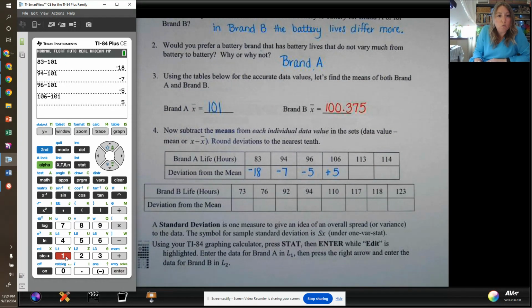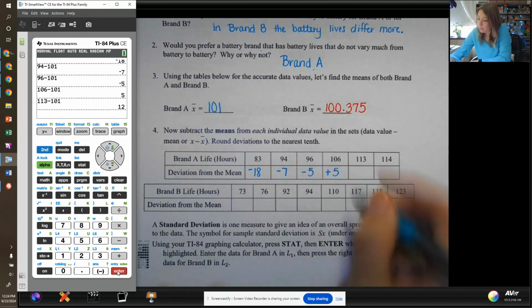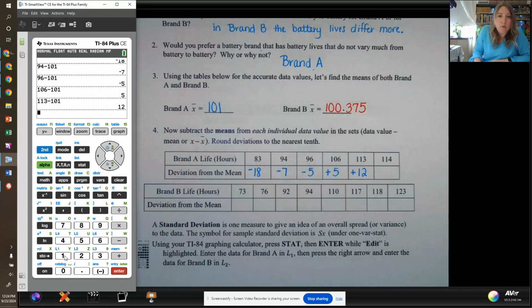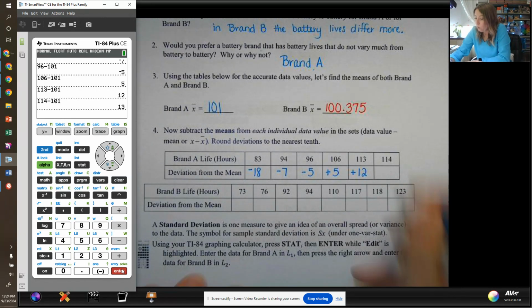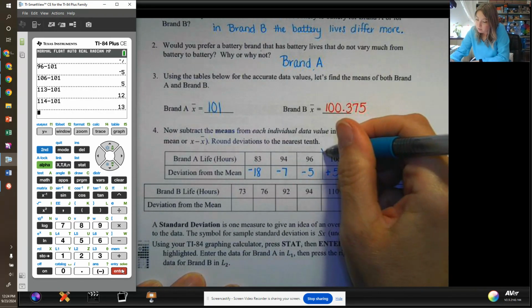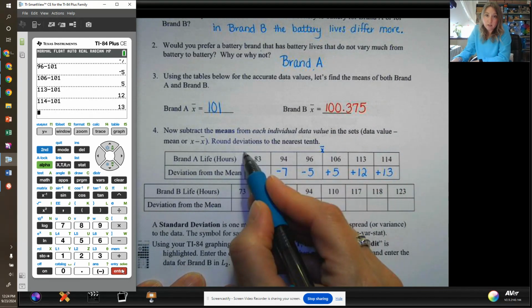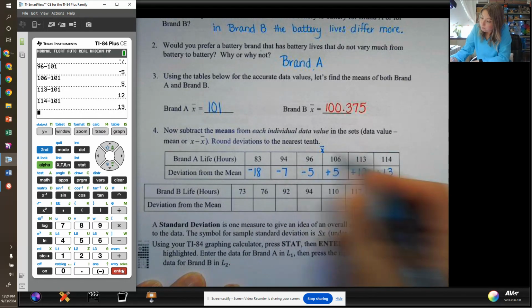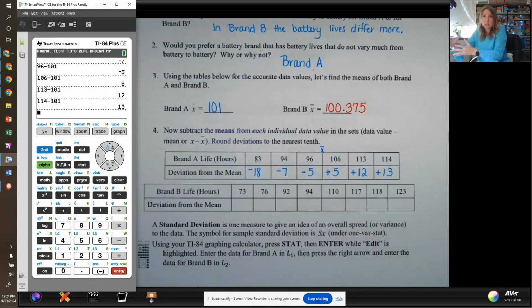Okay, 113 minus 101. So again, I'm on the positive side. So look at this. We've got deviations below the mean, and we've got deviations above the mean. Deviation just means a difference. Where are we above it? Where are we below it? Okay? So we do see that our mean is right here. Our 101 is right here. And the stuff below it is a minus deviation, a negative from that value. And the stuff above it is a positive deviation, a positive from that value. They're higher than that value.